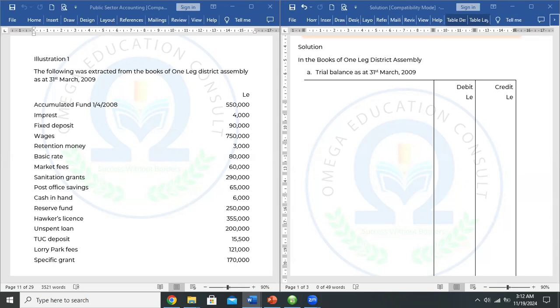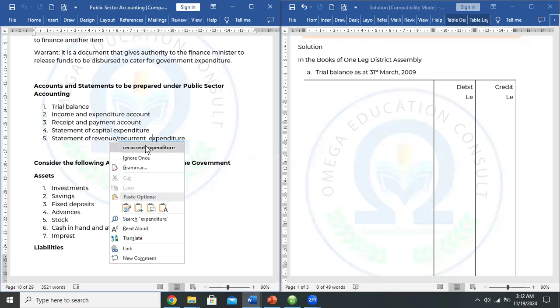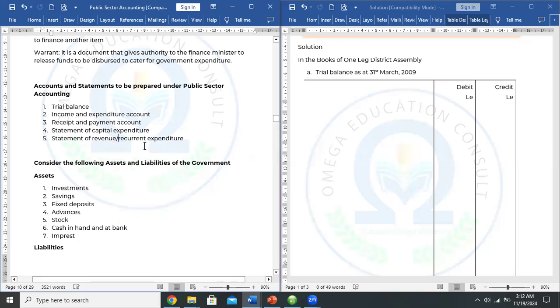I think I have to go back to that checklist so we can make some sense out of what we are going to do today. Okay, so the trial balance, you can be asked to prepare the trial balance, and it's the same for how we have been preparing trial balance. You put items that have debit balances under the debit column and items that have credit balances under the credit column. So the procedure or the principle is the same.